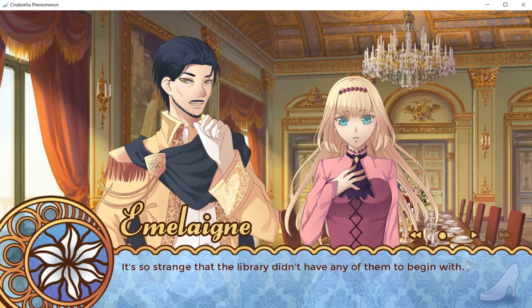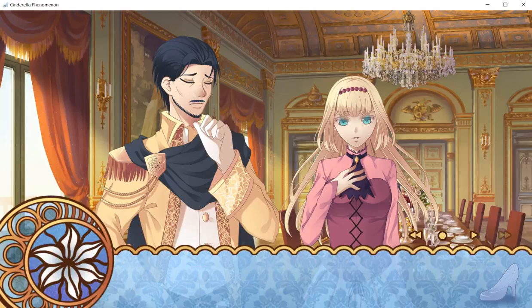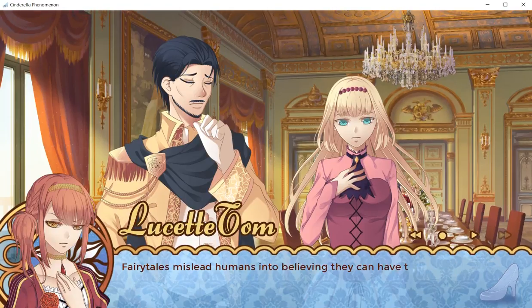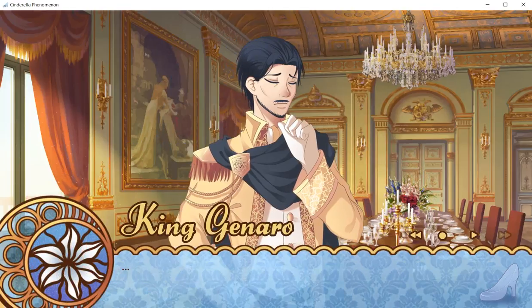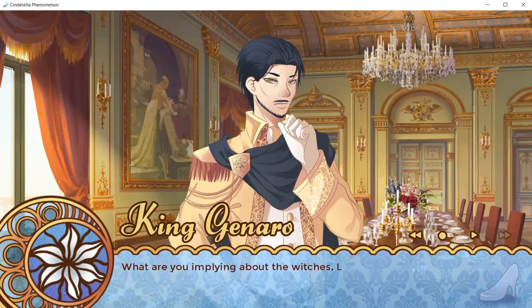So strange that the library didn't have any of them to begin with. That is because Mother hated them. She had all the books burned. But why? They are such charming stories. Fairy tales mislead humans into believing that they can have things they do not deserve. Fame, riches, love, happily ever afters. And when their wishes do not come to fruition exactly as they want them to, the humans blame the witches for granting them in the first place. What are you implying about the witches?